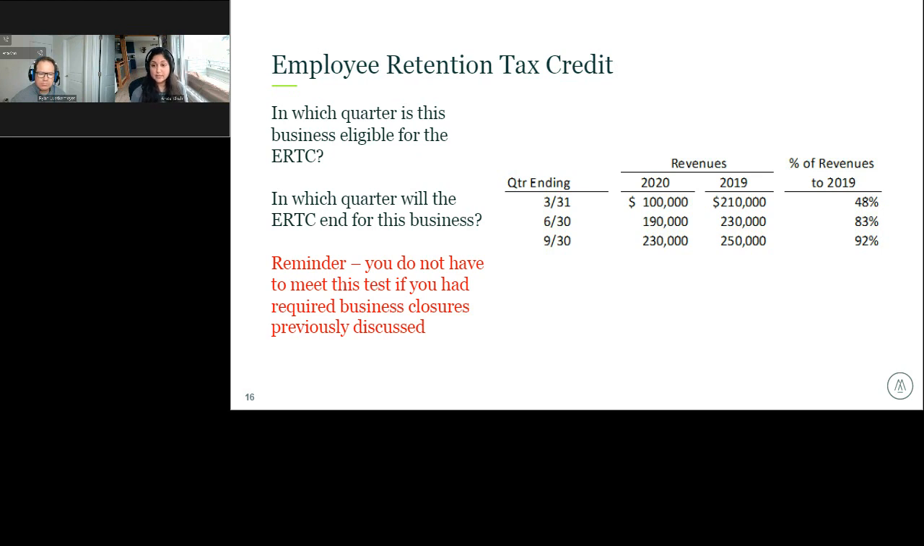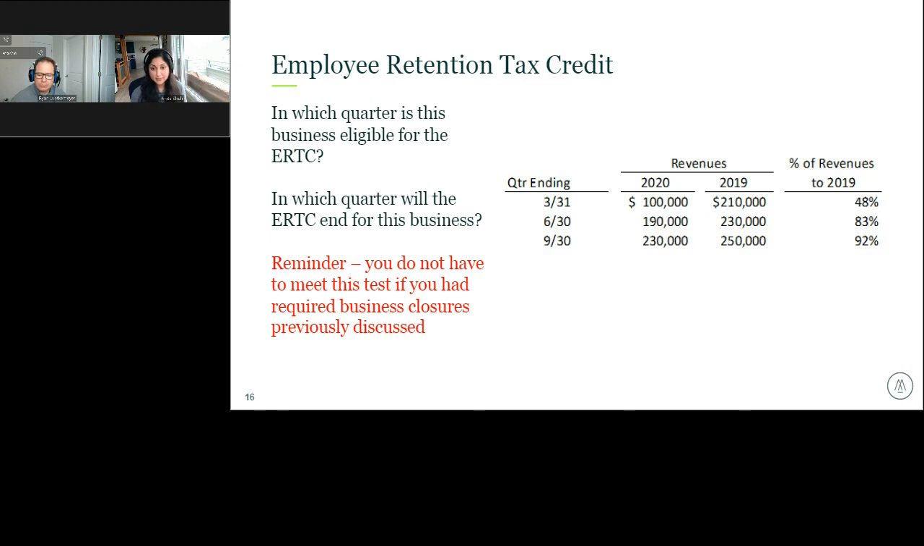So now you've gone over the 80%. So your eligibility for ERTC will not end on 6/30, but it will end on the quarter ending September 30, 2020. So it's the first quarter that follows the first quarter where gross receipts are greater than 80% compared to the same calendar quarter in 2019. So your ERTC eligibility would end the quarter after it goes over 80%, which means in this example, you would be eligible for your ERTC for the quarter ending March 31st and for the quarter ending June 30th.